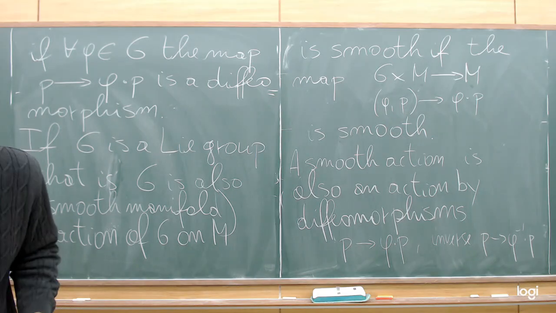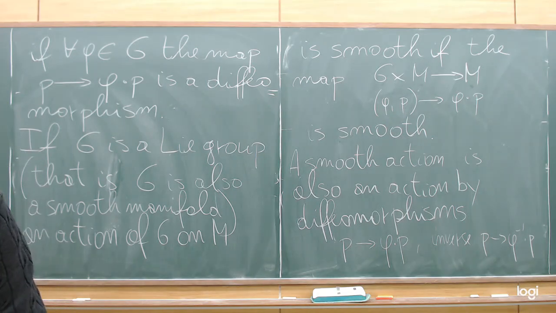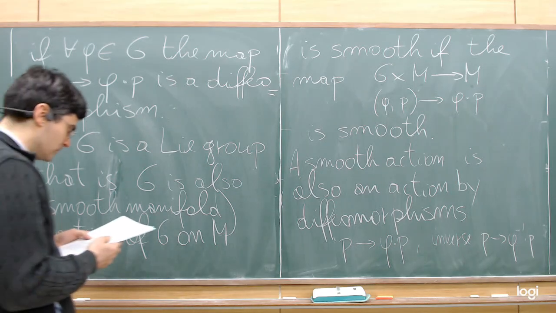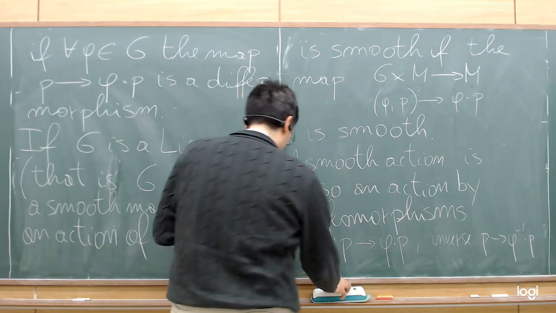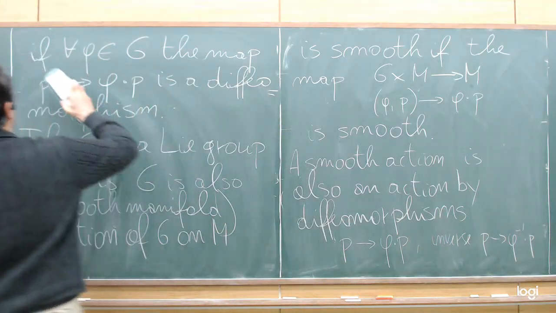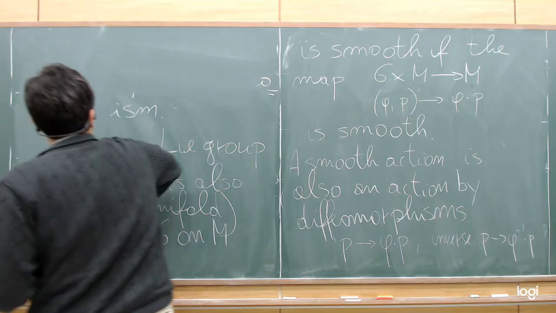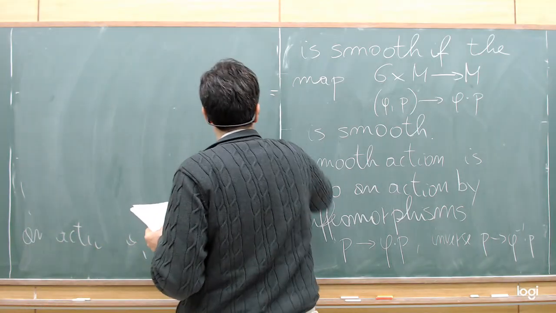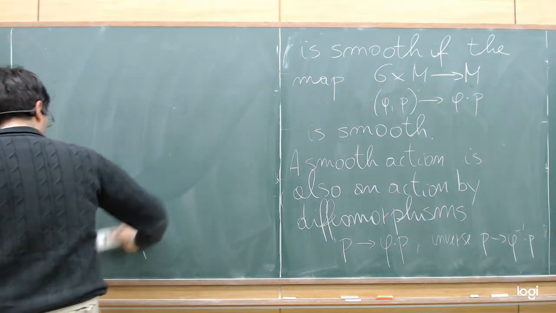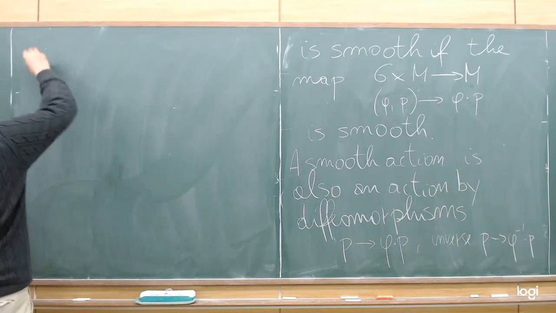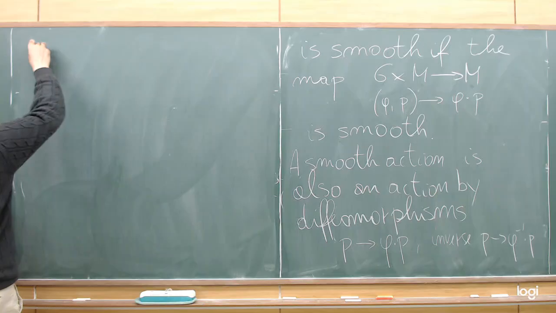I think I gave you all the definitions about Lie groups, so now I'm ready to tell you when the action is vertical.